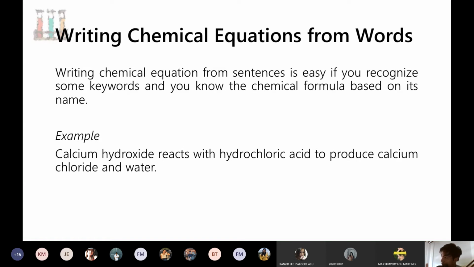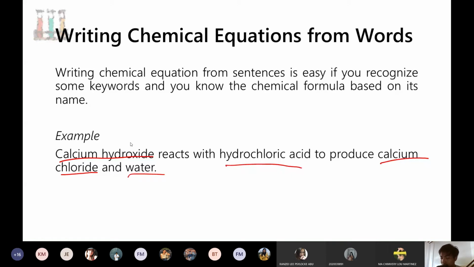So, anong gagawin mo dyan? First technique nyo is to recognize chemical formulas. Okay? Kailangan alam niyo yung mga formula. So, ano yung mga substances na sinabi dyan? Calcium hydroxide, hydrochloric acid, calcium chloride, water. So, let's identify the formulas for the following substances. No? So, let's begin with calcium hydroxide.